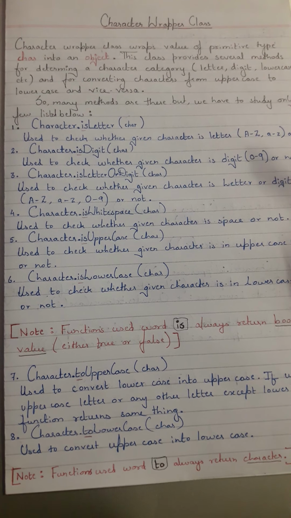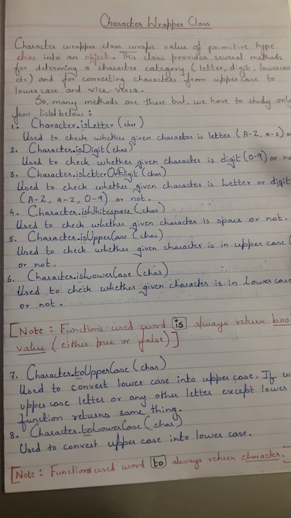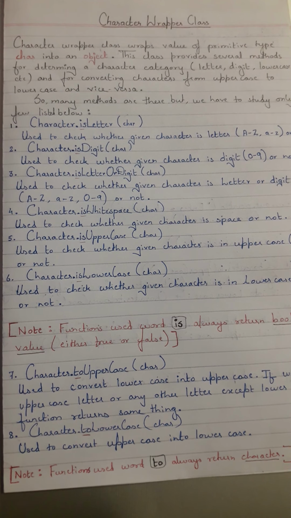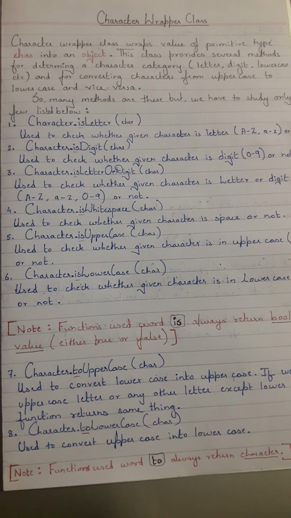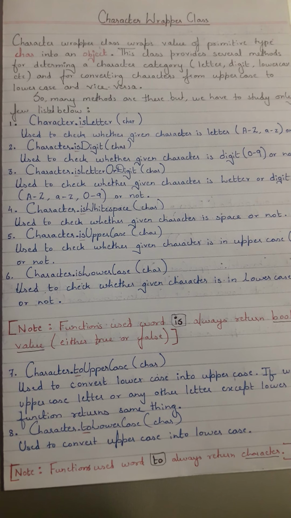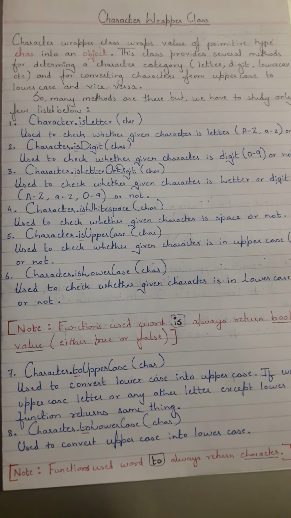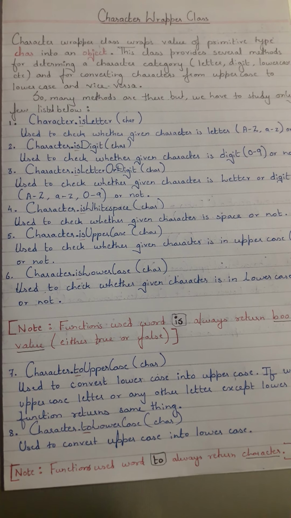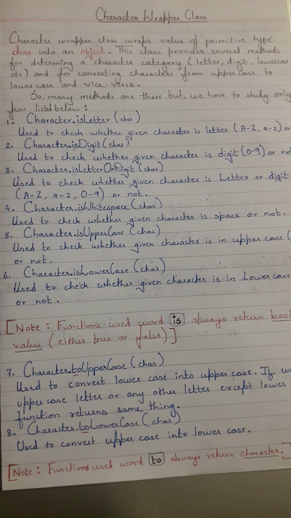But here we are talking about the Character wrapper class. Character wrapper class wraps a value of primitive type char into an object. What do you mean by primitive type? Primitive data types are predefined data types. Char is also a predefined data type which stores only one character at a time. Character wrapper class is used to wrap that character into an object.